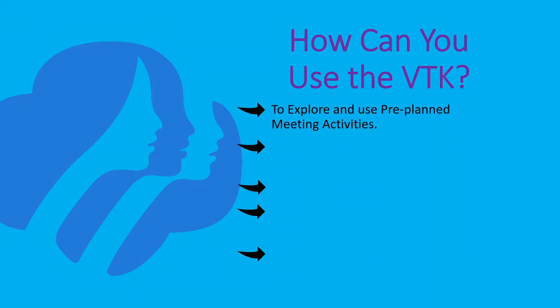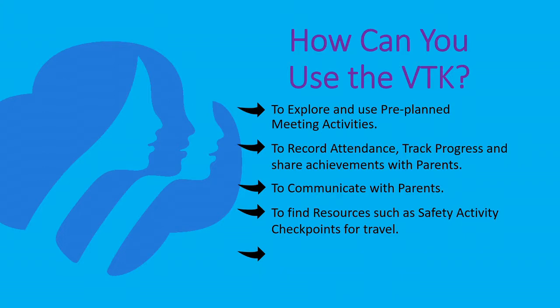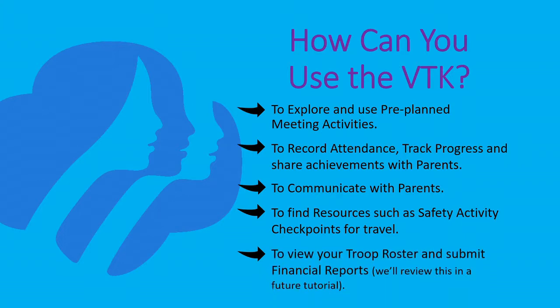You can use the VTK to explore and use pre-planned meeting activities such as journeys or badges. You can record attendance, track girls' progress, and share the girls' achievements with their parents. You can communicate with the parents by one click with email. You can find resources such as safety activity checkpoints for travel, and you can view your troop roster and submit financial reports, which we'll review in a future tutorial.